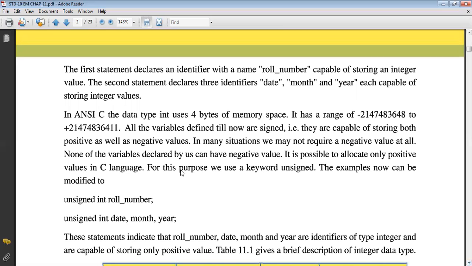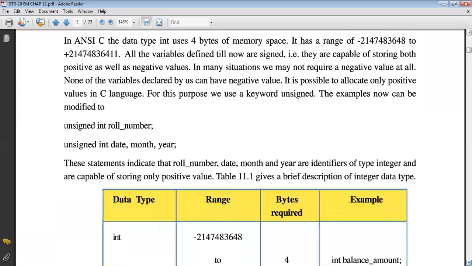All the variables defined till now are signed, so they are capable of storing both positive as well as negative values. In many situations, we may not require a negative value at all. It is possible to allot only positive values in C language. For this purpose, we use the keyword unsigned. So we learn two keywords: signed and unsigned. In signed we use negative and positive range, but in unsigned only positive values will be there.